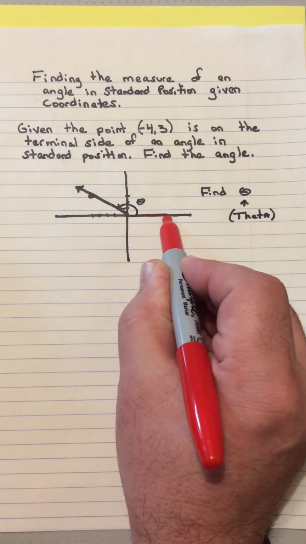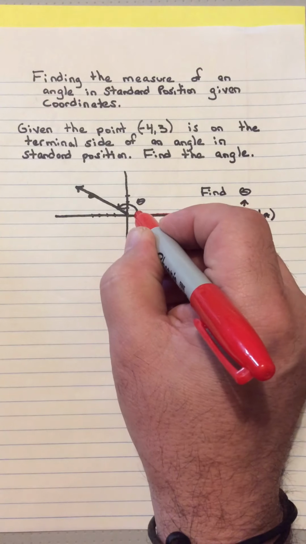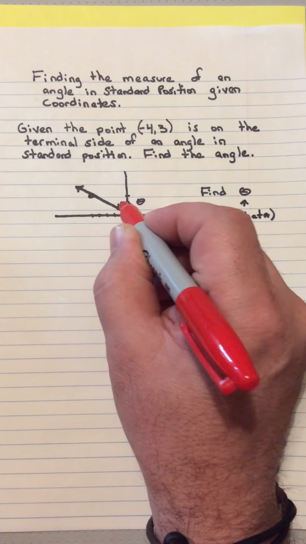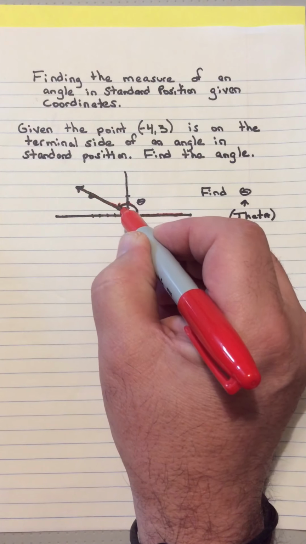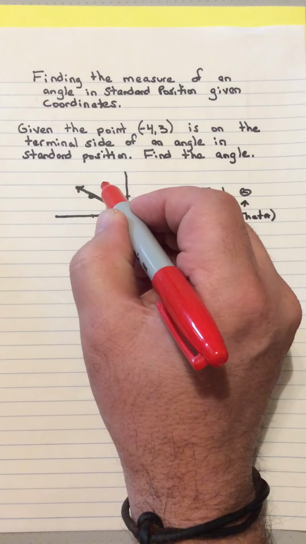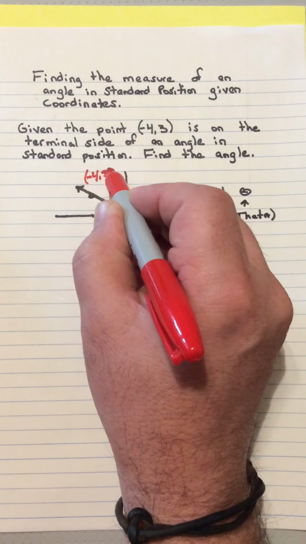The positive x-axis is your initial side. Let's rotate in a positive direction. Here's my terminal side. And here's my point, -4, 3.